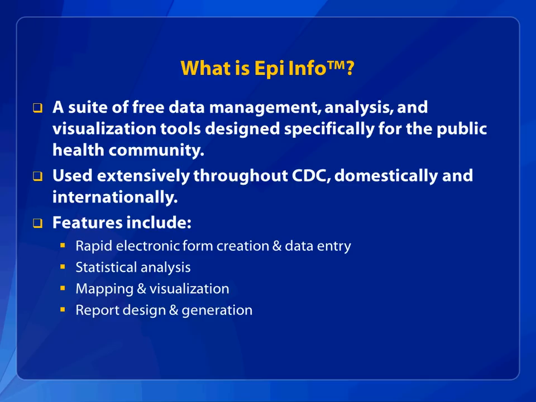Epi Info allows you to rapidly create electronic data entry forms. These forms can have intelligence built into them, such that, for example, you can automatically calculate a patient's age based on the survey date and the date of birth. You can also move the cursor past certain fields based on a variety of conditions. You can even hide and unhide fields based on various conditions. It also allows you to enter data into those forms.